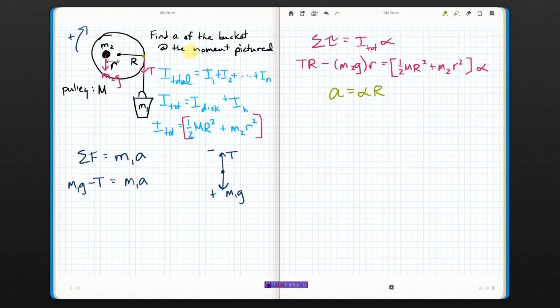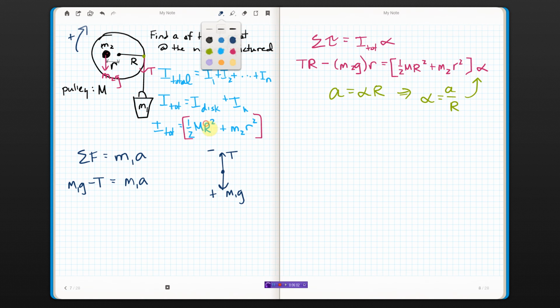Okay, now I want the linear A, the A of the bucket. Oh gosh, how am I going to do this? Okay, let's solve this for alpha. Alpha equals A over R. So I can put that there. Okay, and let's solve this for T. Let's see, move the T over there, move this over here.